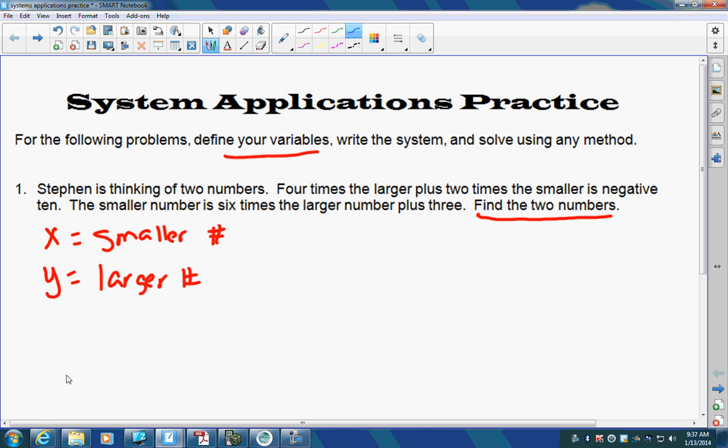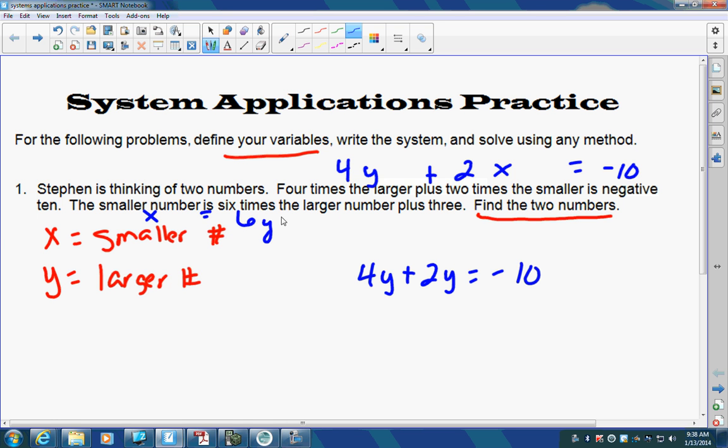Now, if you look in the first sentence, it says 4 times the larger number, which is y, plus 2 times the smaller number, which is x, equals negative 10. From those words, I just put letters and numbers. So there's my first equation, 4y plus 2x equals negative 10. The second one said the smaller number, which is x, is 6 times the larger number plus 3. So now I have x equals 6y plus 3.